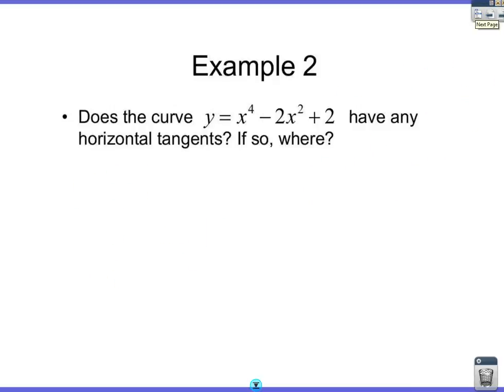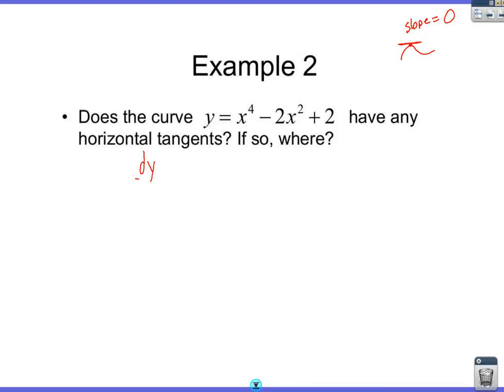In example number 2, it says here, does this curve have any horizontal tangents? Whoa, whoa, whoa, whoa. What's a horizontal tangent? So you've got to remember, okay, if I have a graph here, here's a point, here's a horizontal tangent. What do I know about a horizontal tangent? Well, I know that the slope of a horizontal tangent is equal to 0. Well, shoot, if the slope is equal to 0, well, maybe I can find the derivative. Okay, because the derivative will tell me my slope.